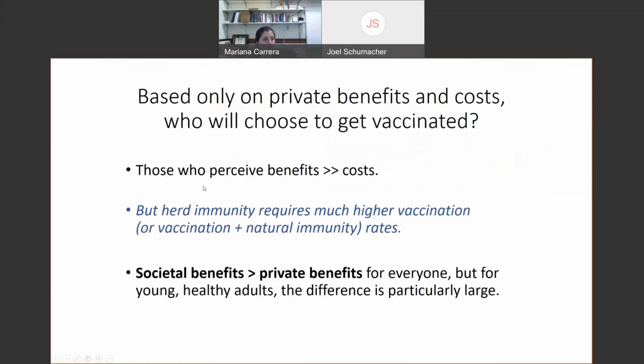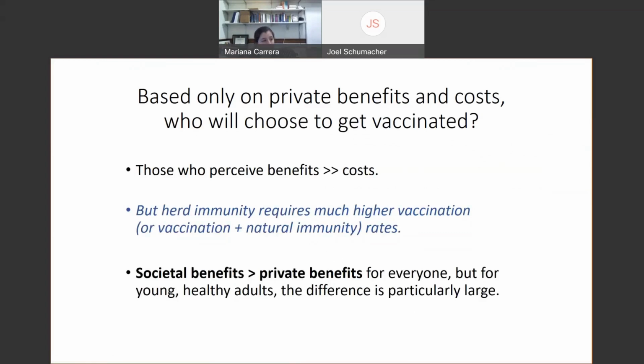Okay, so those who perceive the benefits are much higher than the costs will probably choose to get vaccinated, even if they have to pay the cost of vaccination themselves. But herd immunity requires us to achieve higher vaccination rates. For everybody, even if someone perceives a high private benefit, it's probably still true that the societal benefit is larger than that private benefit alone.